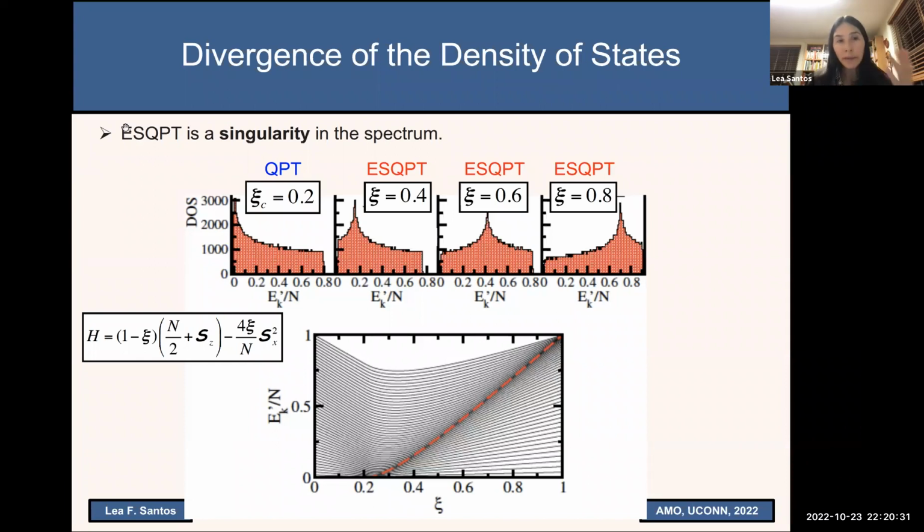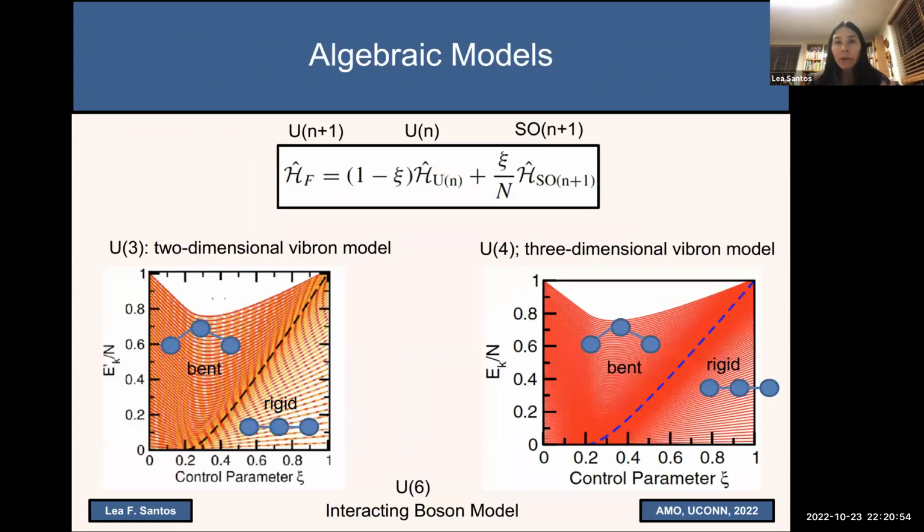Now, what we call excited state quantum phase transition is the singularity in the spectrum. And the energy where we have this divergence is the energy of the ESQPT. For Xi 0.6 it is around 0.4, as you can see here. For Xi 0.4 it is something a little below 0.2, and you can see here, and so on. Okay. Now, there are different systems that present this ESQPT, this excited state quantum phase transition. We showed to you the Lipkin model, but there are some models also that are used to describe molecules, for example. And so on one side, the molecule has some properties, on the other side, it has other properties.